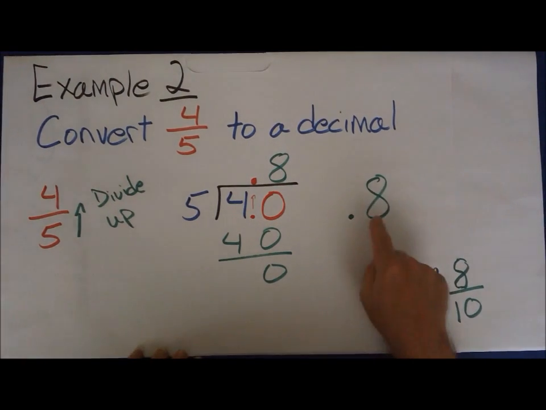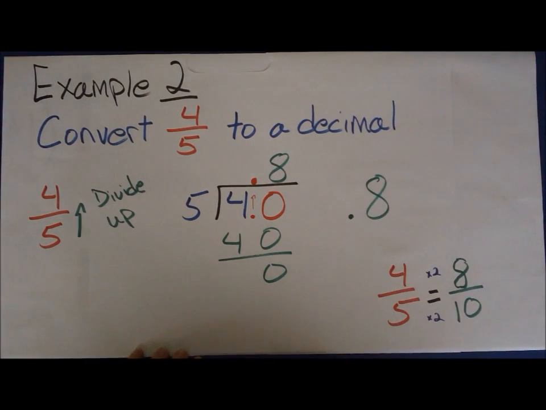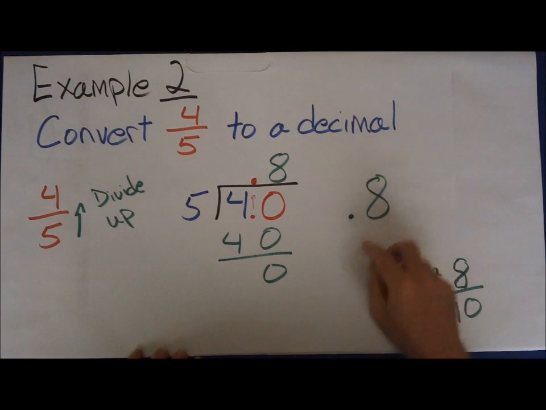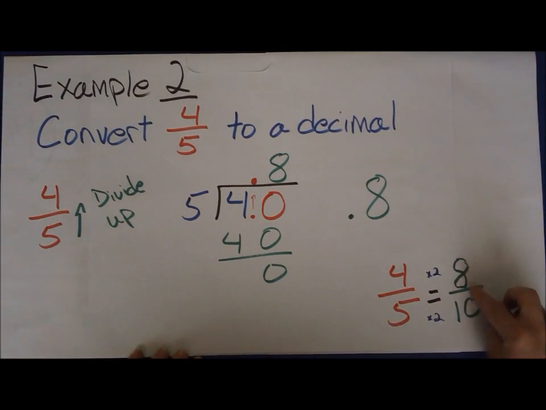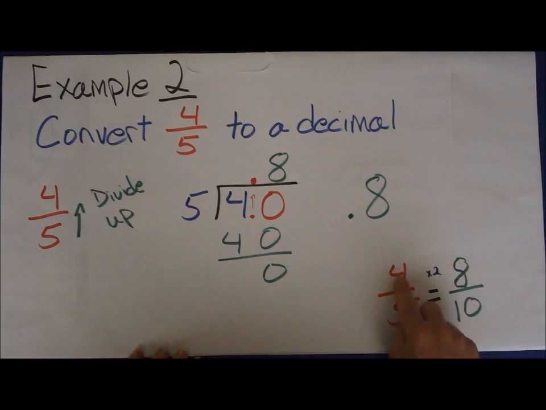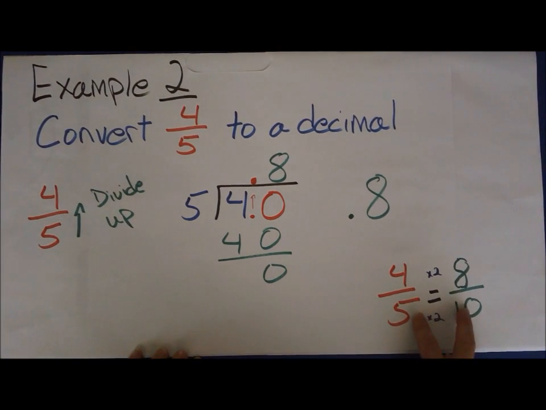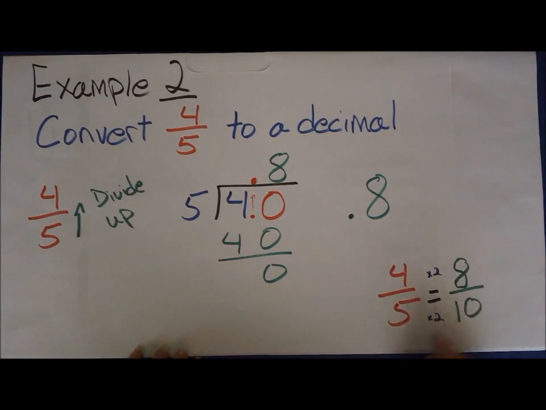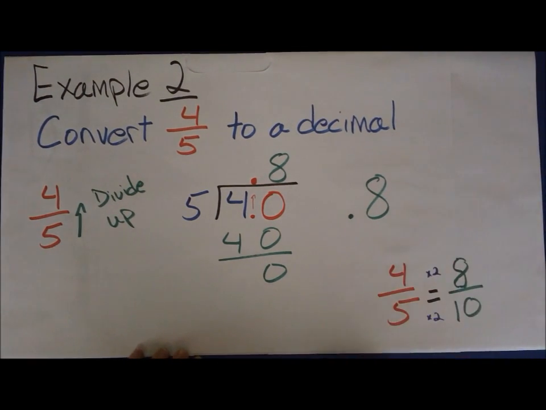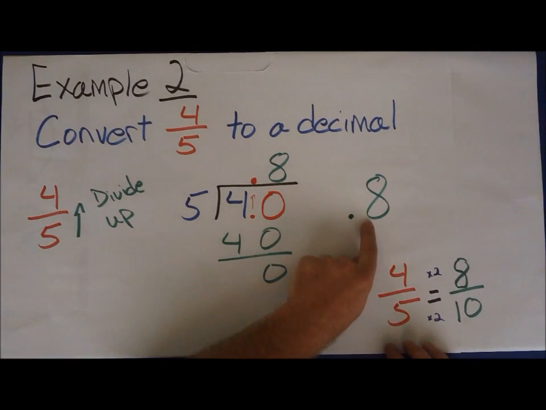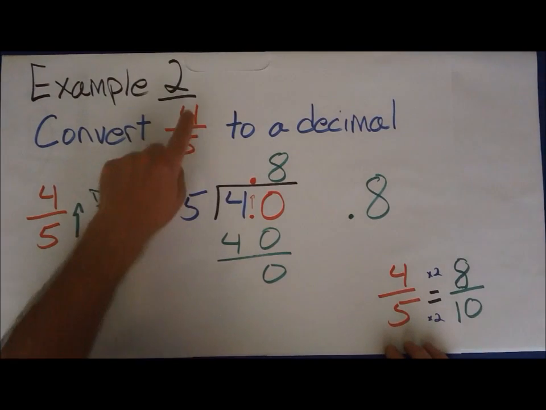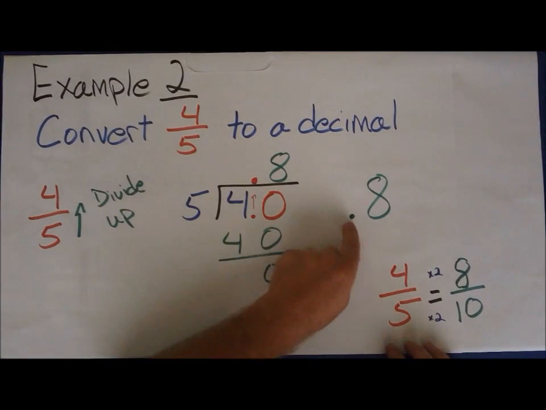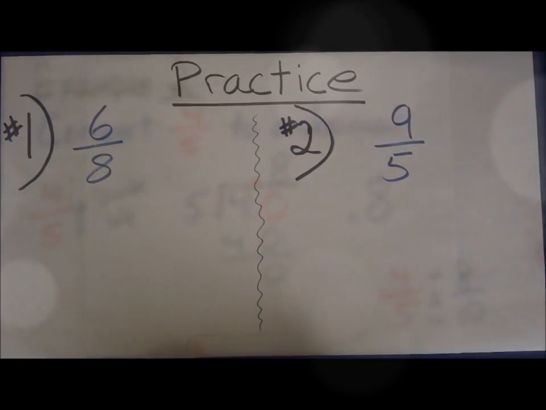0.8 is known as 8/10 because 8 is in the tenths place. You'll recognize 8/10 as a fraction, so here I've written 8/10 and I've set it equal to 4/5. You'll see that they are equal fractions. They say the same thing. We've multiplied 4 times 2 and got 8. 5 times 2 got 10. So you can always check your answer to make sure it is correct, as long as you know that this is known as 8/10. So 4/5 converted to a decimal is 0.8 or 8/10.